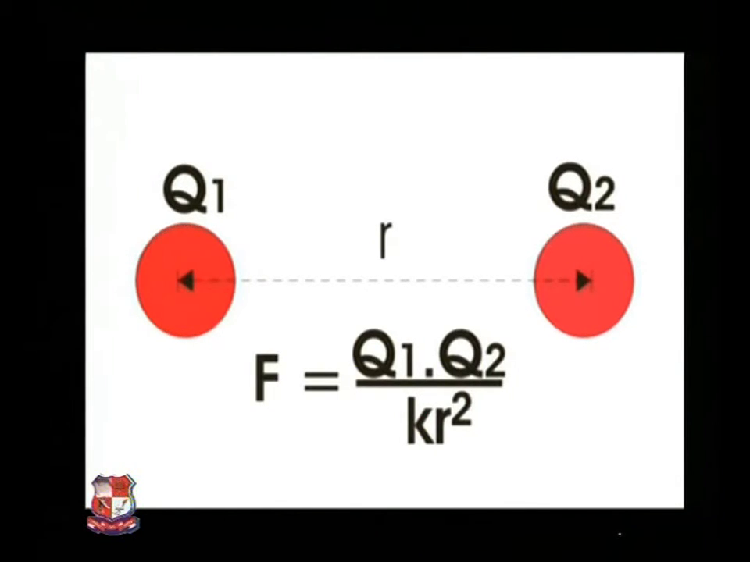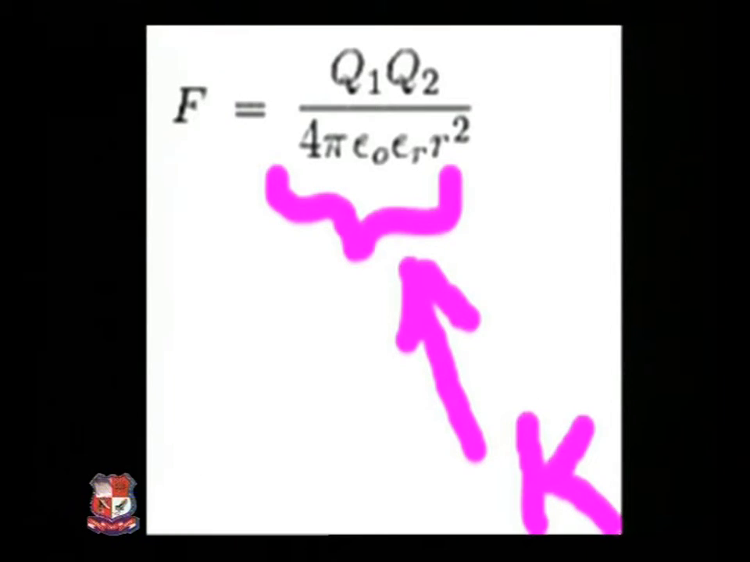In the SI system, force is measured in Newton, distance is measured in meter, charge is measured in Coulomb, and K equals 4 pi epsilon 0 epsilon r.